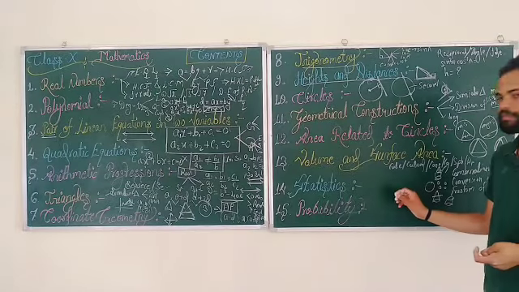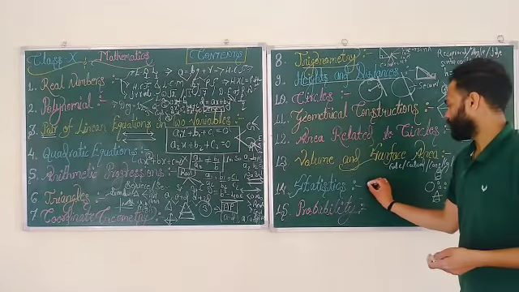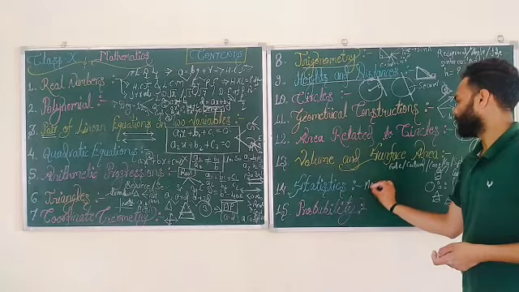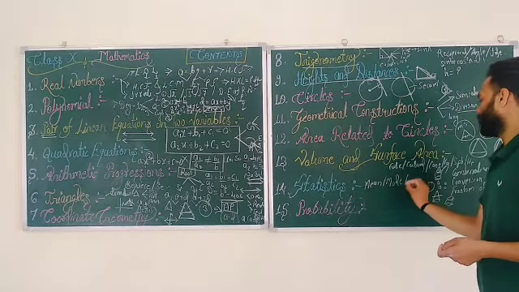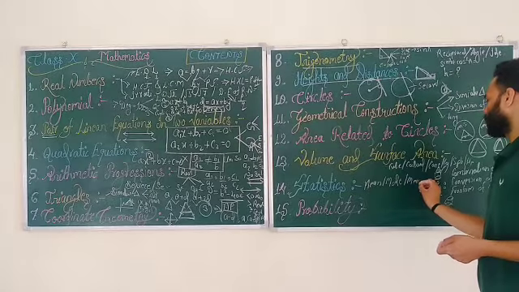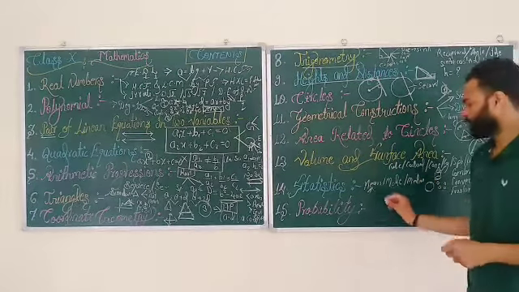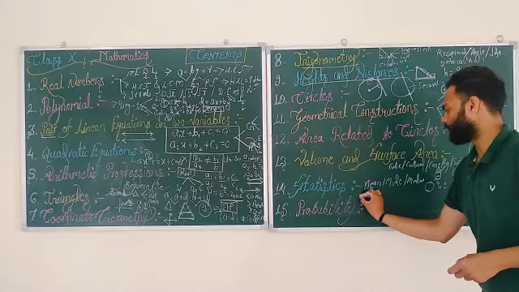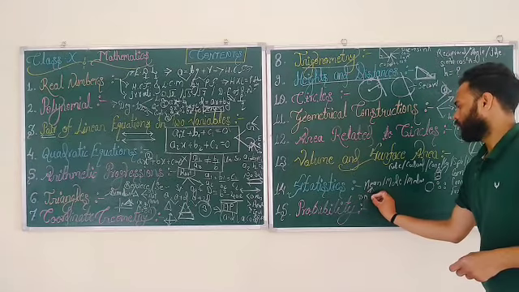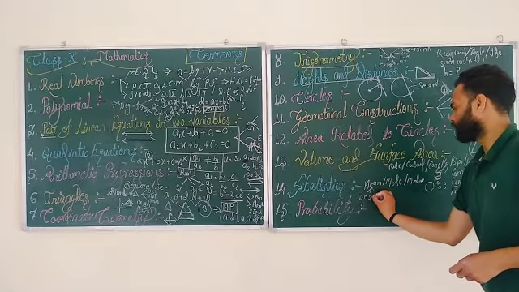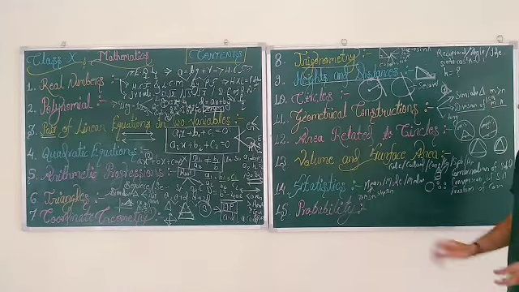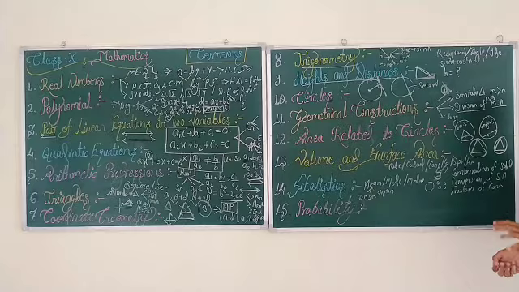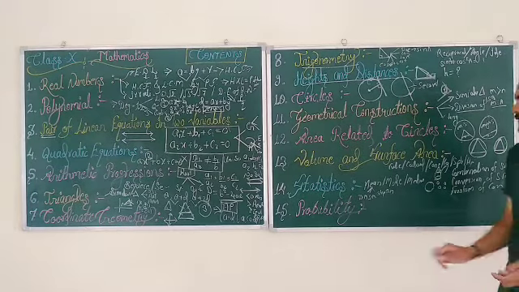After this, the 14th chapter is statistics. In this chapter, you find out the mean, mode, and median of grouped data. The mean is found by three different methods: one is the direct method, second is the shortcut method, and third is the step deviation method. By these three methods, we will find out the mean of the grouped data, and the mode and median by using different formulas.